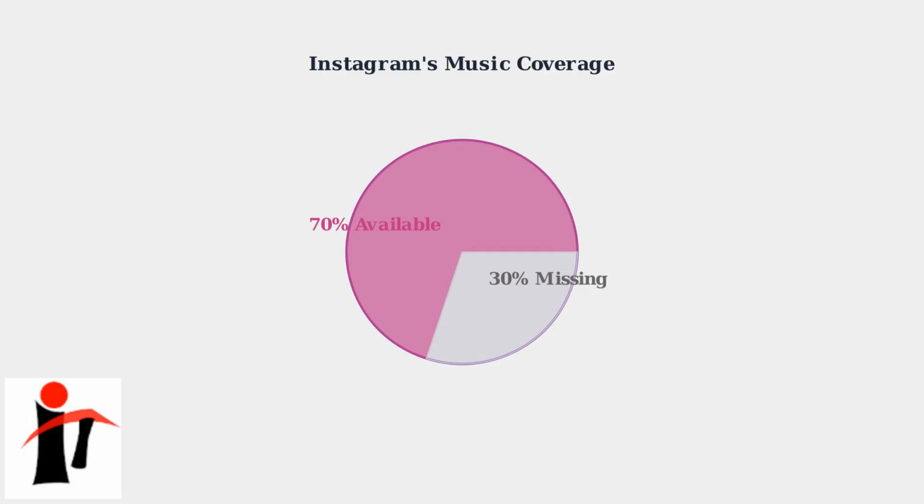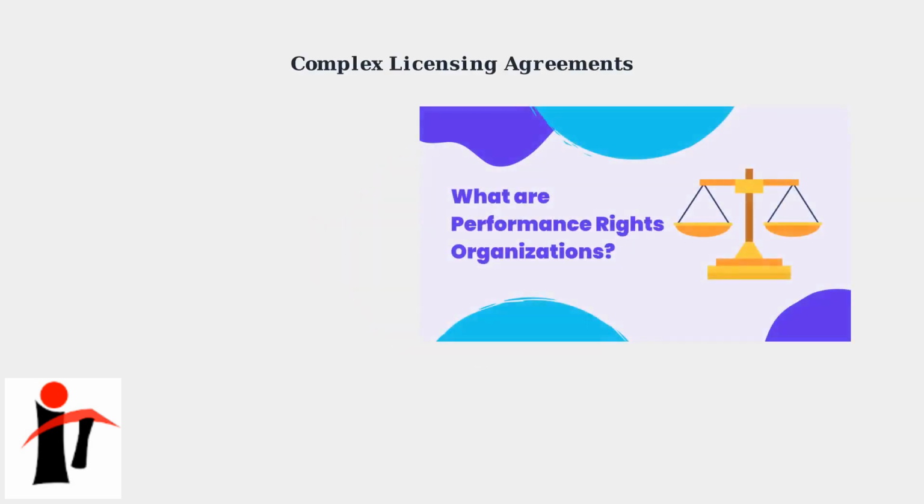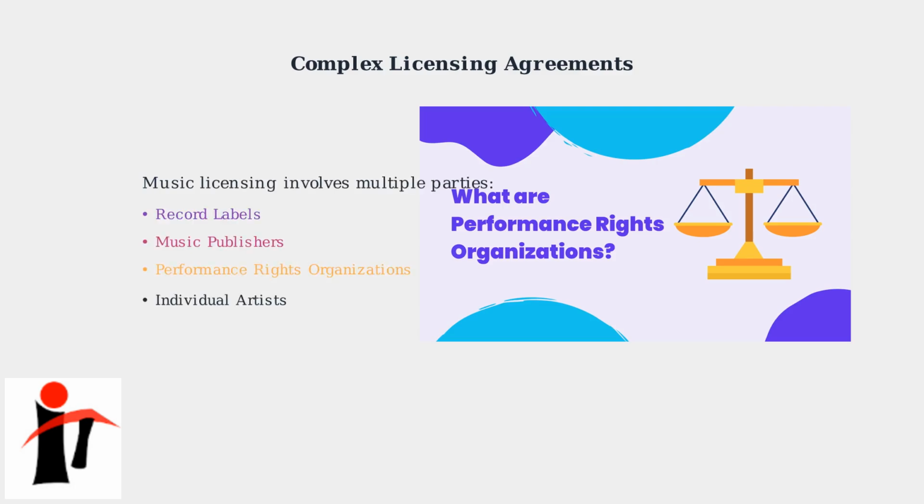This means nearly 1 in 3 songs you search for might not be available. The primary reason for missing music is complex licensing agreements. Instagram must negotiate separately with record labels, music publishers, performance rights organizations, and sometimes individual artists to use their music.